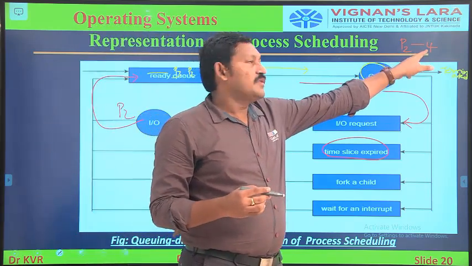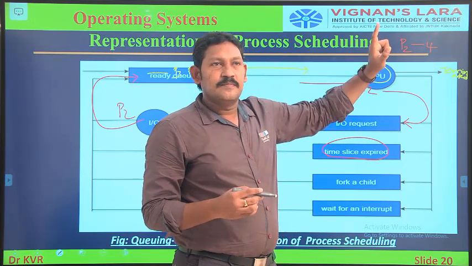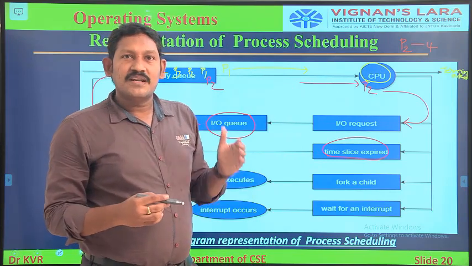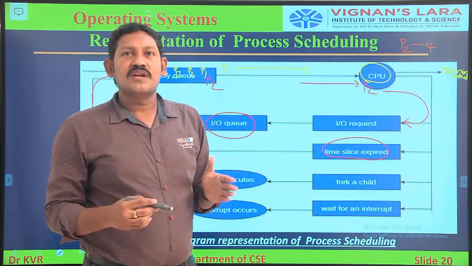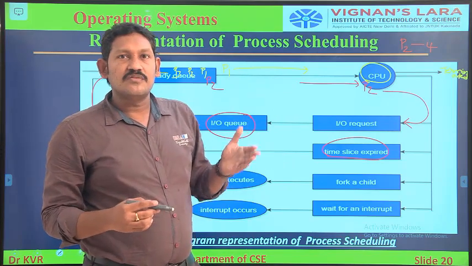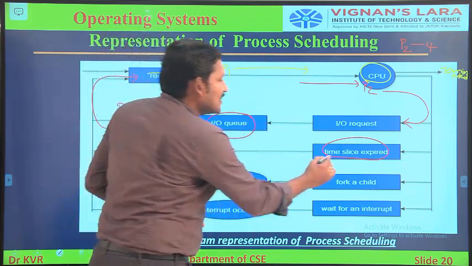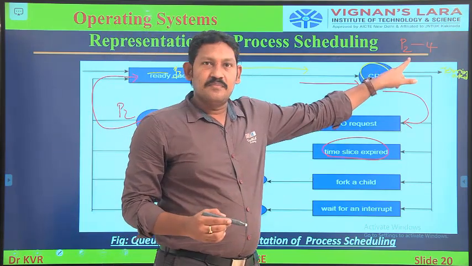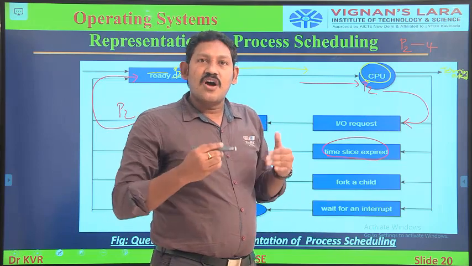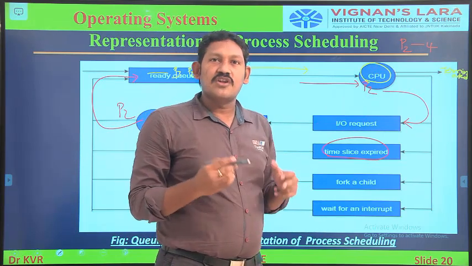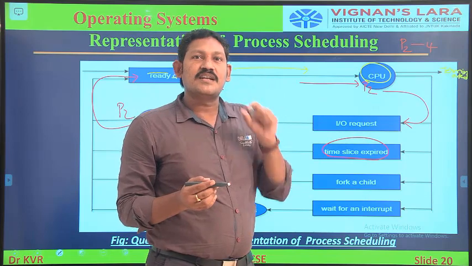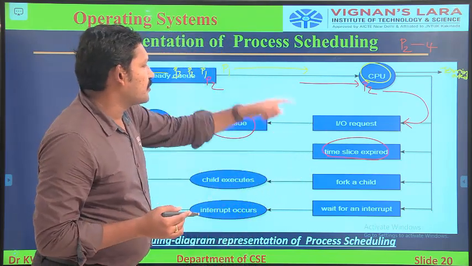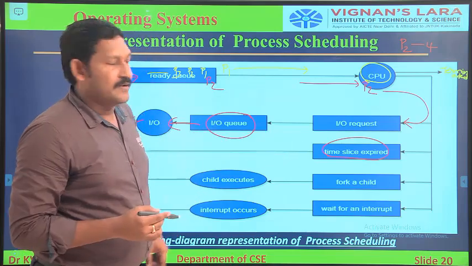So for process P2, if we have given 4 milliseconds, it was executed for 4 milliseconds, but yet it was not executed successfully. In that situation, we have to place that process in the time slice expired queue. That means it was given some time slice, but the execution was not completed within that stipulated time. That is what time slice expired means.